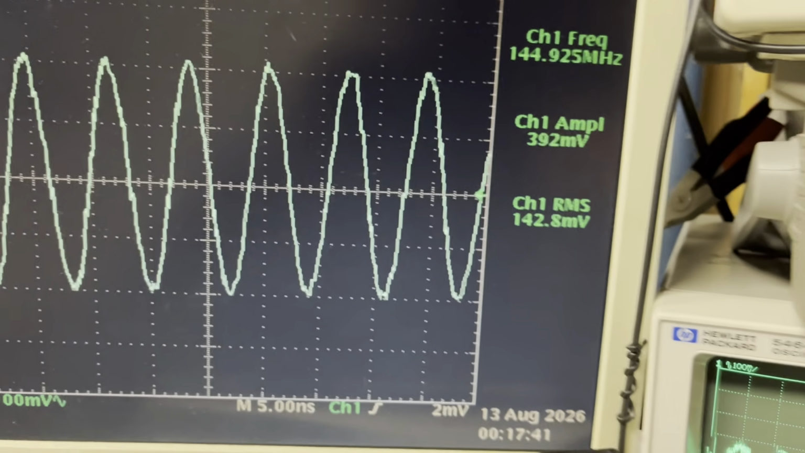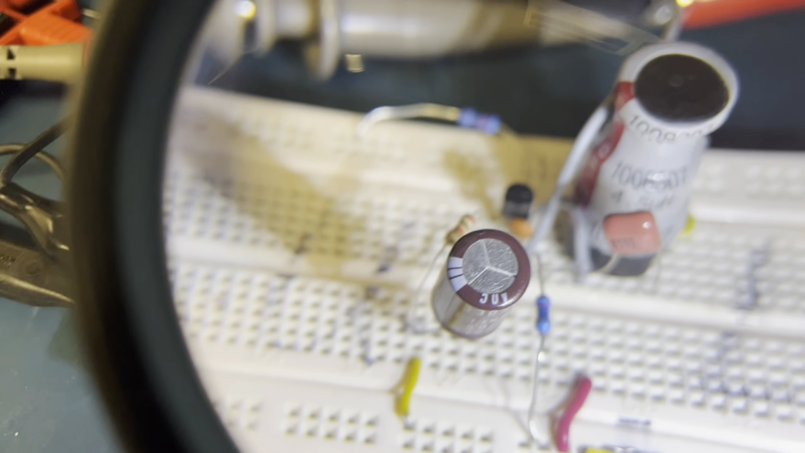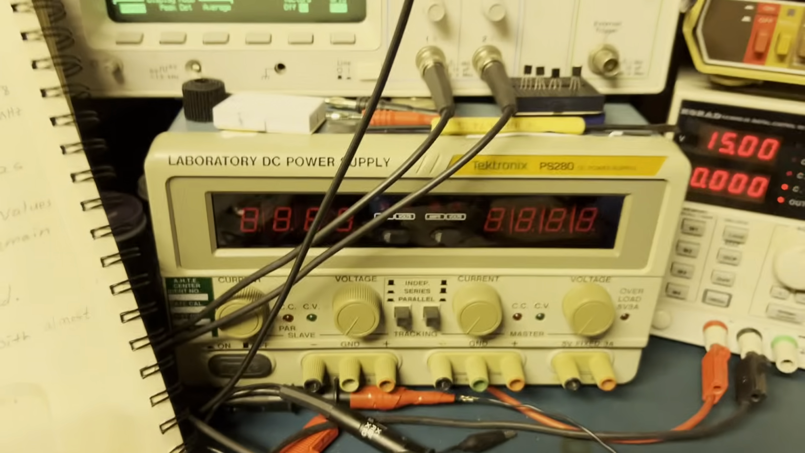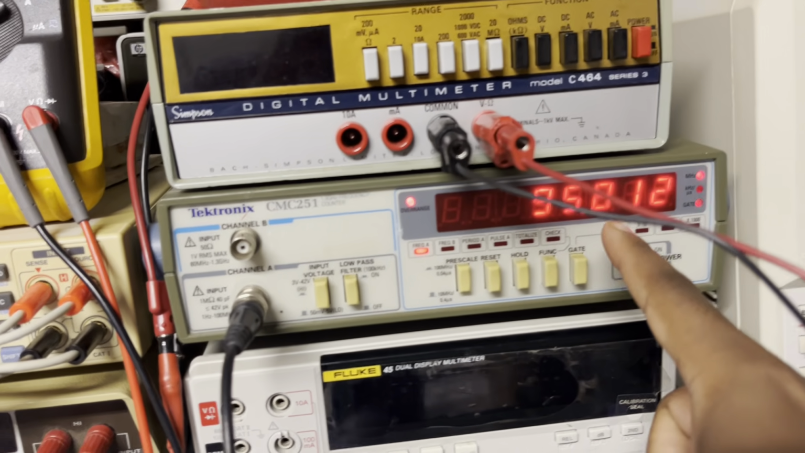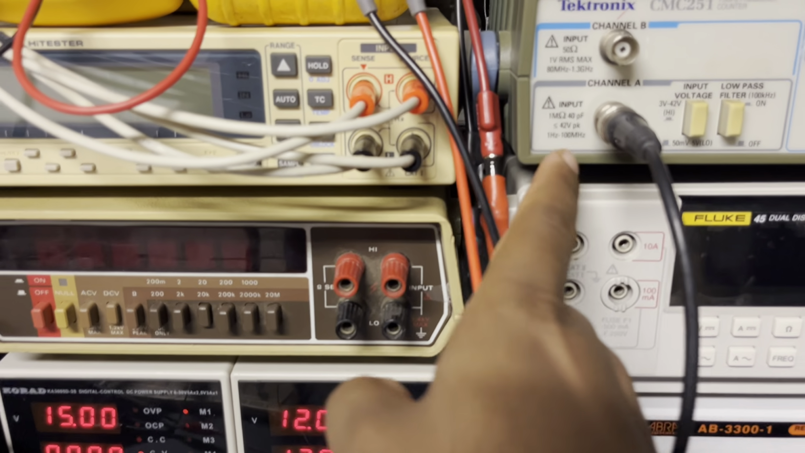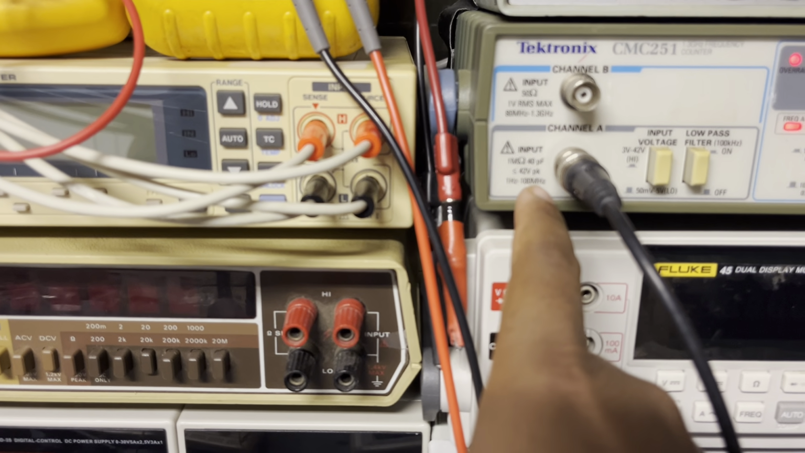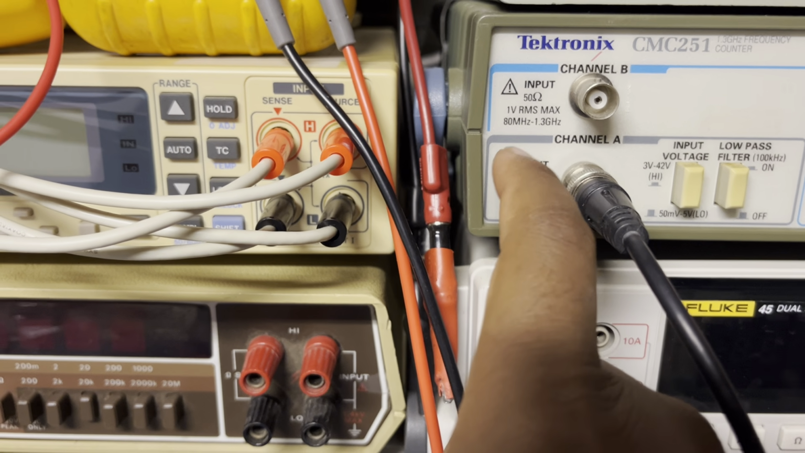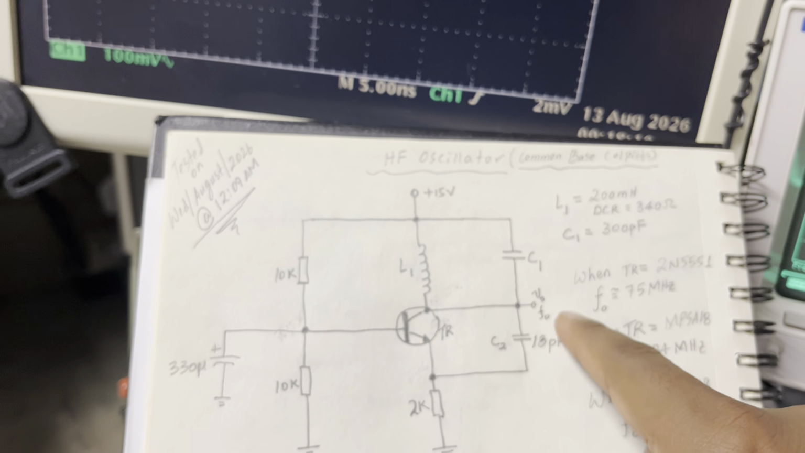You can see it's the transistor in there. If I move it, it might get disconnected, but it's in there. Let me move this out of the way. My frequency counter is over range. I'm using the 100 megahertz input, high impedance. I don't want to use the 50 ohm input because it's going to load my circuit. My circuit expects a high impedance.